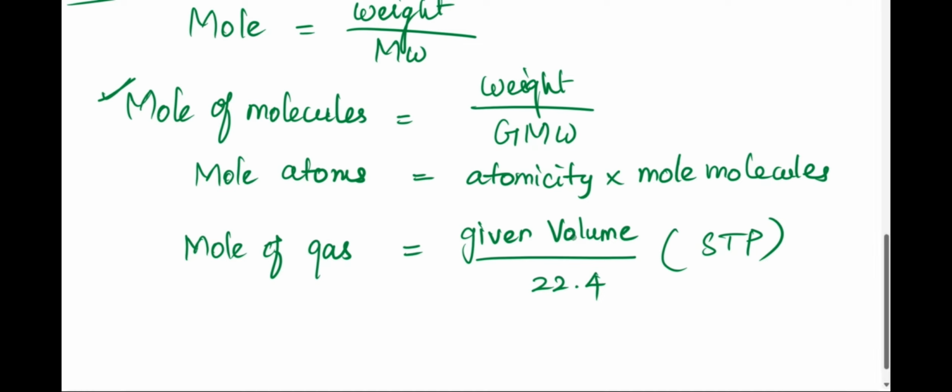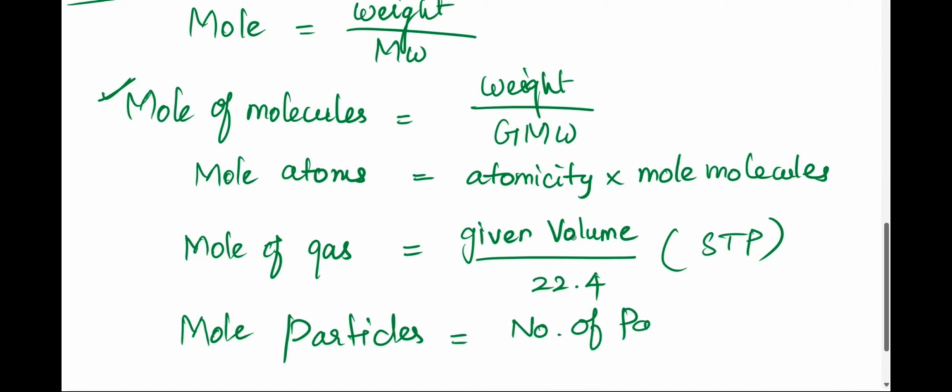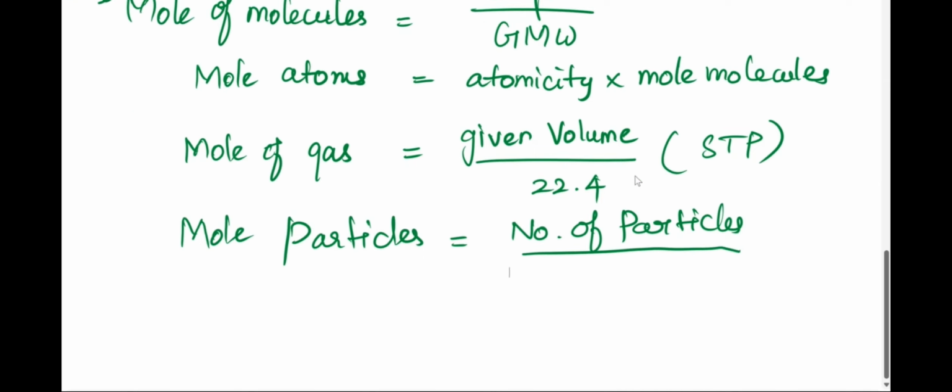So number of particles, how will you find? The mole of particles is equal to number of particles divided by Na, which is Avogadro's constant.